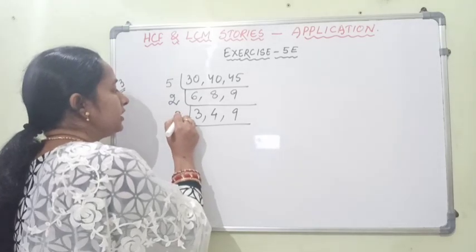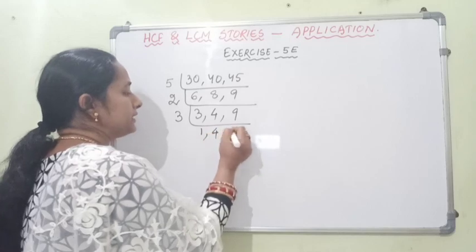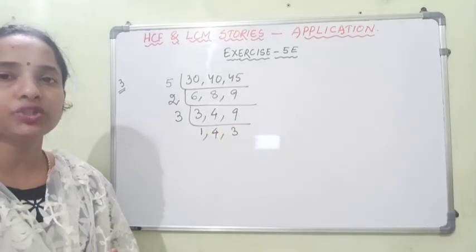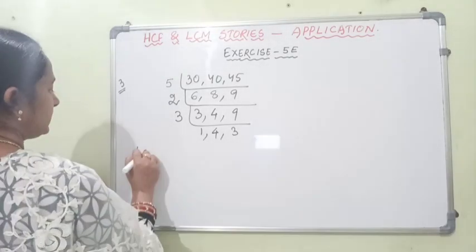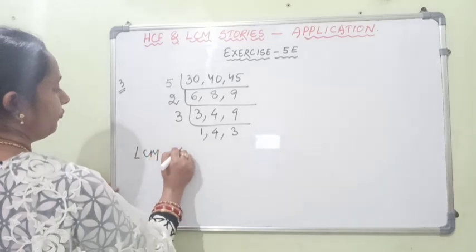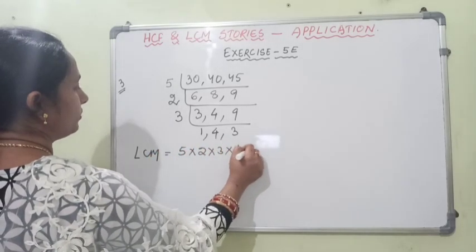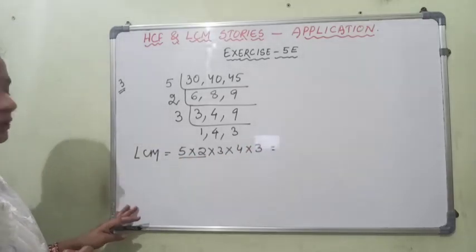So it can be divisible by 3. 3 1s are 3, 3 3s are 9, and 3 4s are 12. For the 4, 3 and 1, all these are co-prime numbers. So we will stop dividing, and now the LCM is equal to 5 multiplied by 2 multiplied by 3 multiplied by 4 multiplied by 3. So let's do grouping for finding the product.